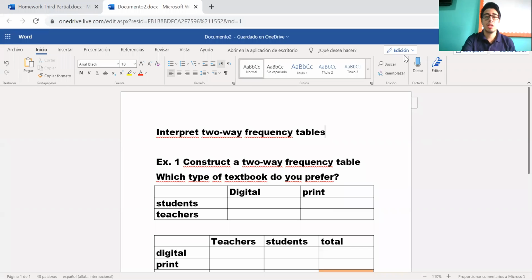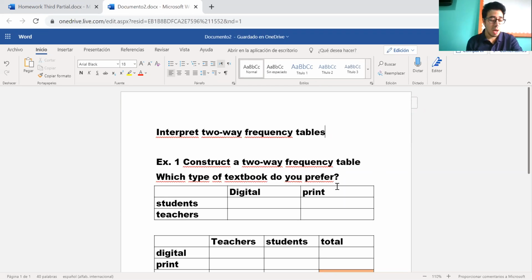The topic for today is to interpret two-way frequency tables. In example 1, we need to construct a two-way frequency table. And we have one important question: which type of textbook do you prefer? Okay, we can read the exercise.